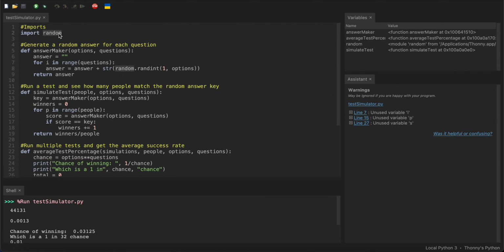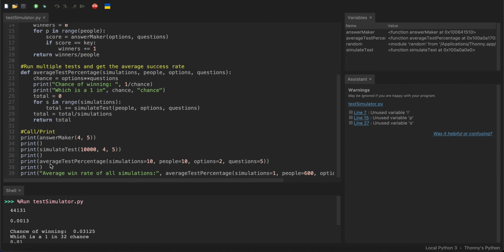So going through, we import random because obviously there's going to be some randomization involved. And we have this first function. It's called answer maker, and you can think of it as generating an answer to the test. It doesn't mean it's the right answer, it's just a potential answer set. What it does is it takes in the number of options you have per question and the number of questions you have. And then it basically says for each question, generate a random answer, and we're going to put that as a number and then return that answer.